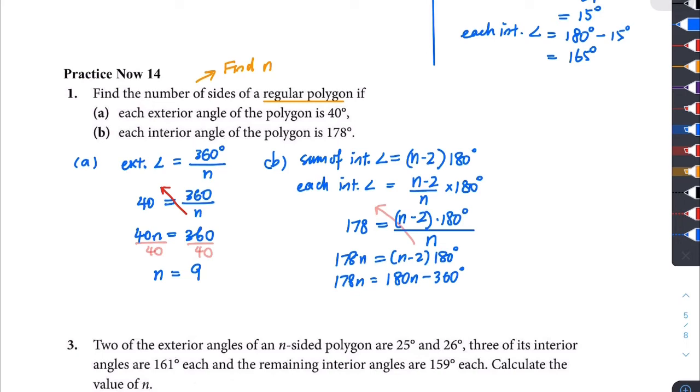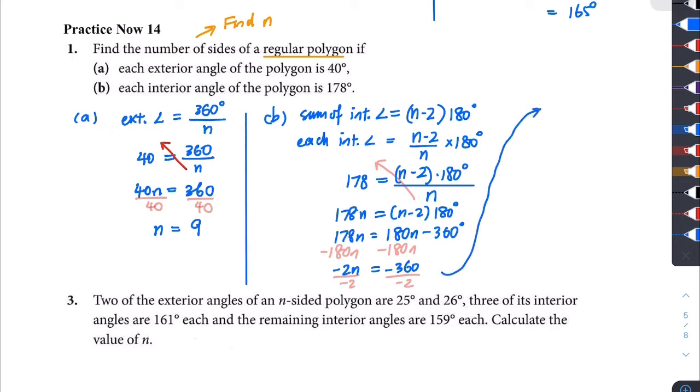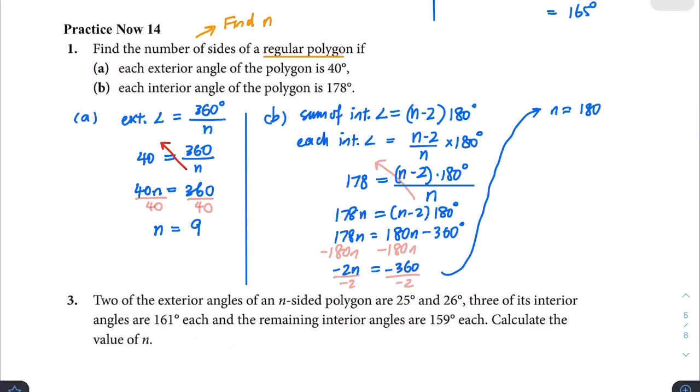Then we'll just pull the 180n to the left. So we have our negative 2n equals negative 360. So what we need to do is just divide by negative 2 on both sides. So n will be equal to 180. So this weird shape has 180 sides. Weirdly.